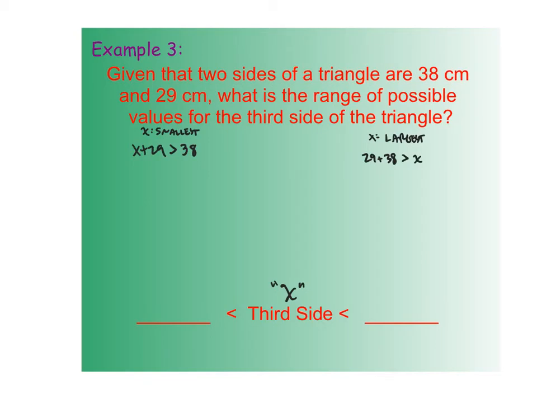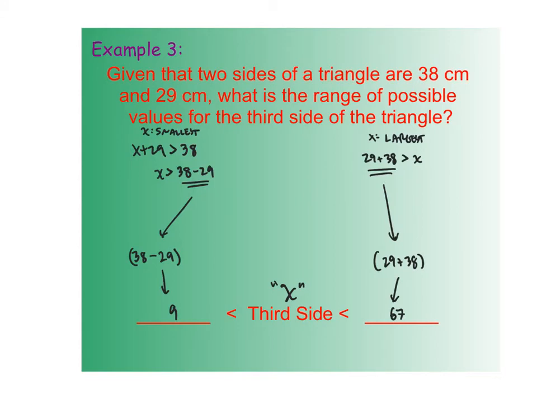Or I could take 29 away from 38, giving me my lower bound for x, so x has to be greater than 9, and then 29 plus 38, which will give me my upper bound, which is 67. Ultimately, that's what I'm doing here. X is greater than 38 minus 29. And here, x is less than 29 plus 38.